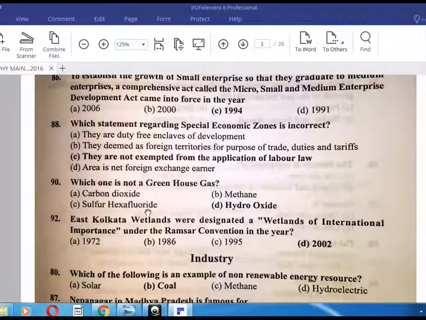Which one is not a greenhouse gas? Hydroxide. Not is the question, but if the question is which are the greenhouse gases, then carbon dioxide, methane and sulfur hexafluoride. Okay. And East Kolkata Wetlands were designated a wetland of international importance under the Ramsar Convention in the year 2002.